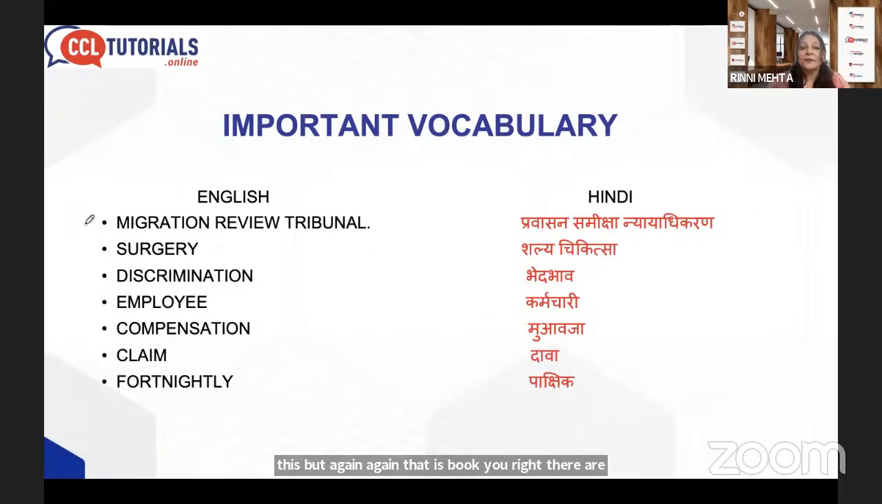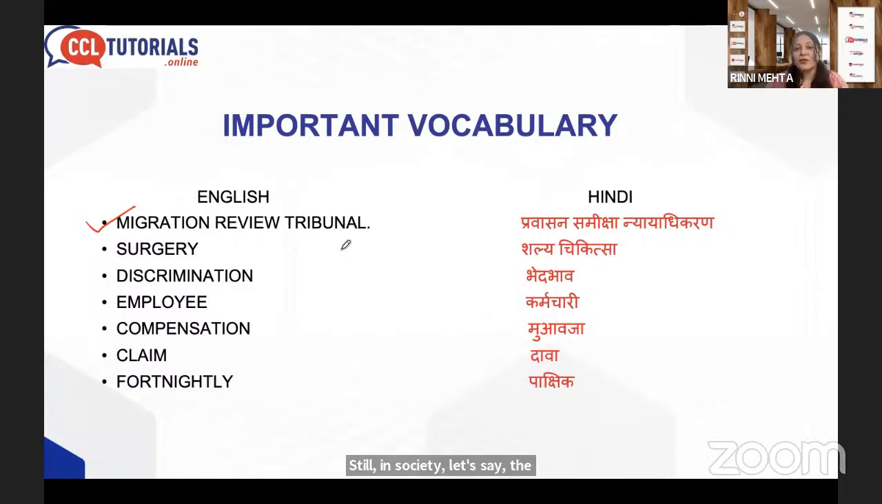For example, Migration Review Tribunal. Let me introduce this word. MRT is the shortcut of this word. What is Migration Review Tribunal? If a person is applying for a visa, and let's say the visa got rejected in Australian society, let's say the DIBP, the immigration department, rejected the visa.